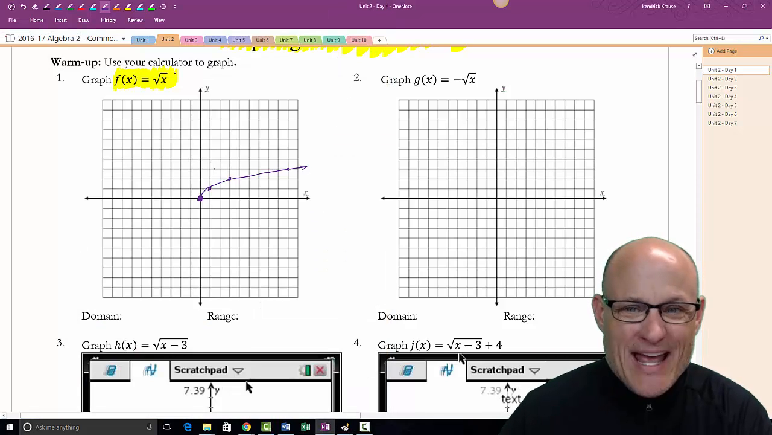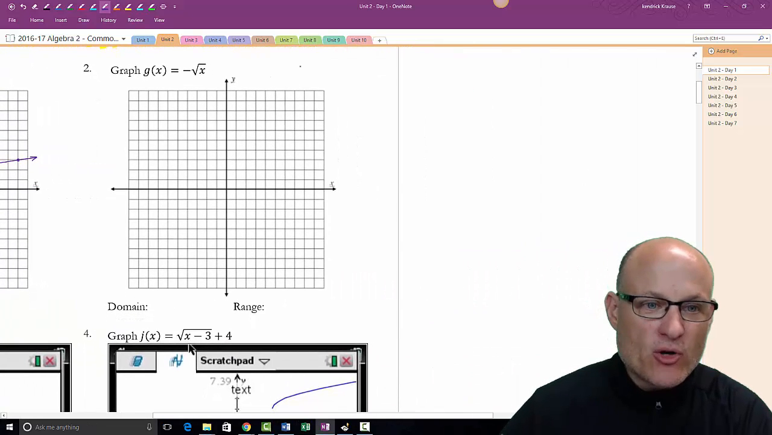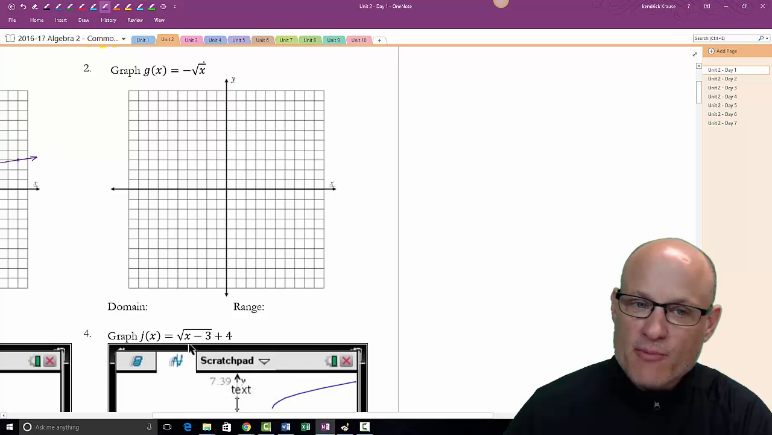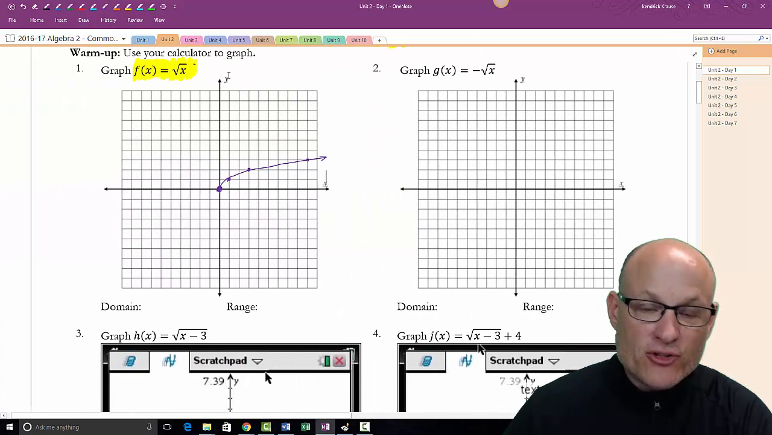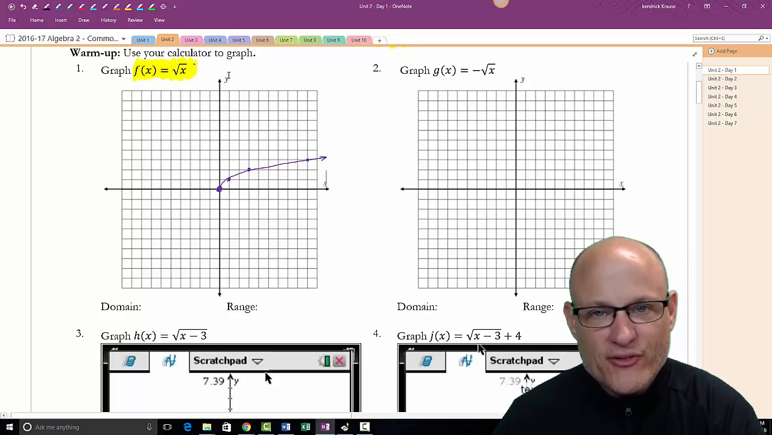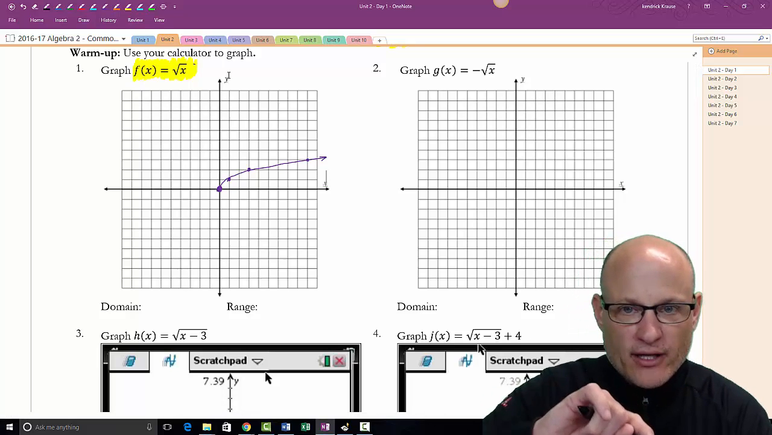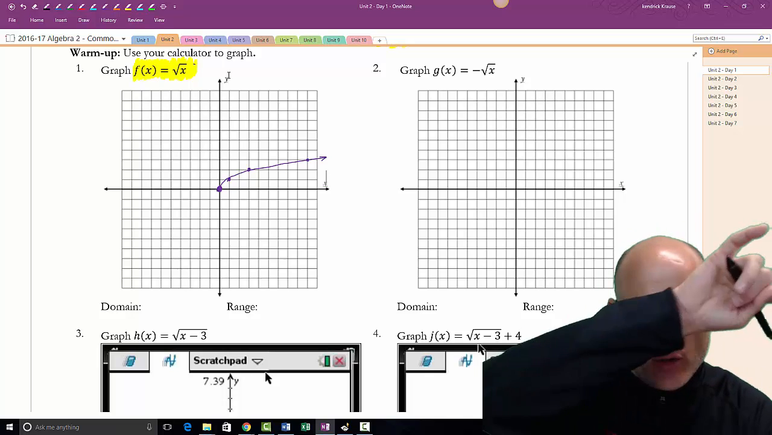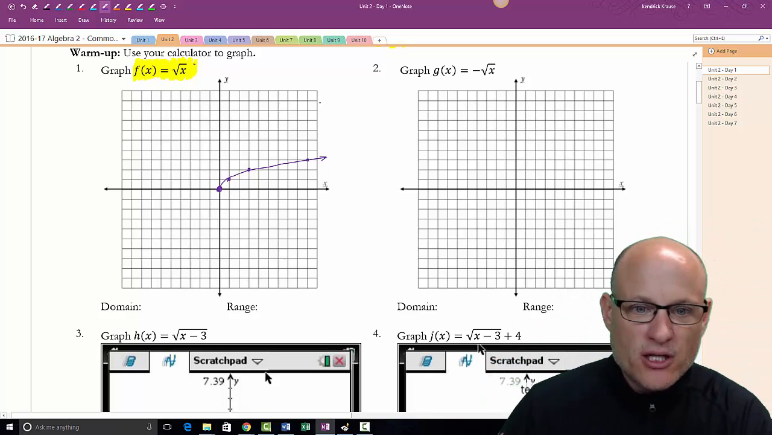Okay, so what happens when we put a negative in front? Let's think about that. But first, just to remind you, this parent function you have to have memorized. If you see something that looks like that, you should think, oh, that's the square root function. It just looks like a little bunny hill slope.